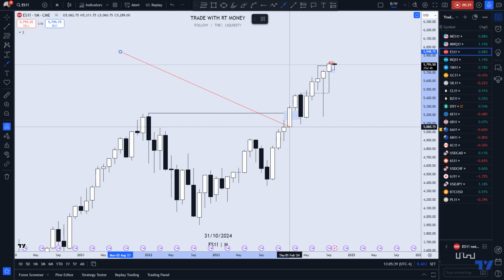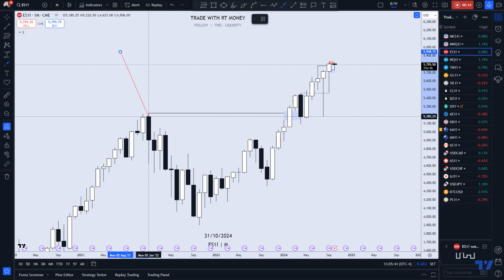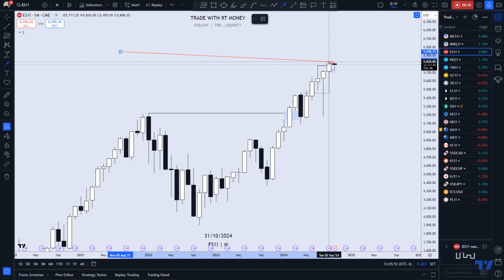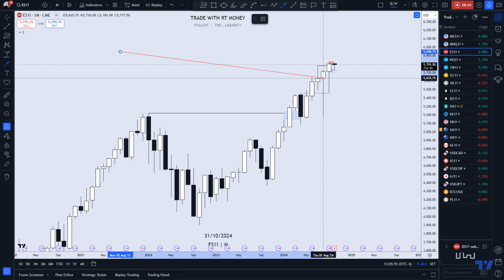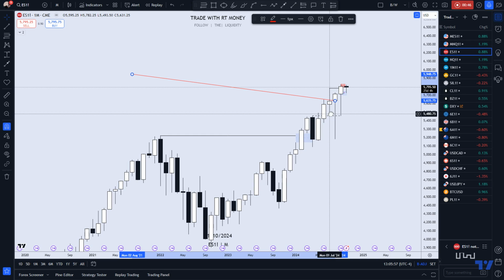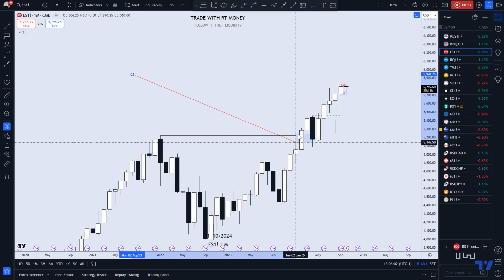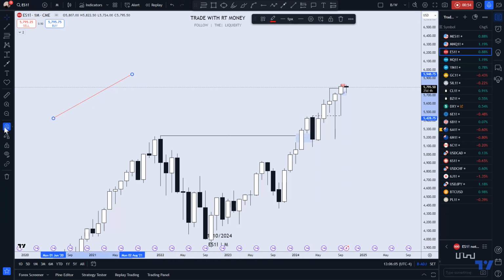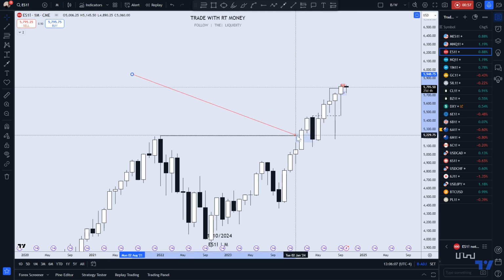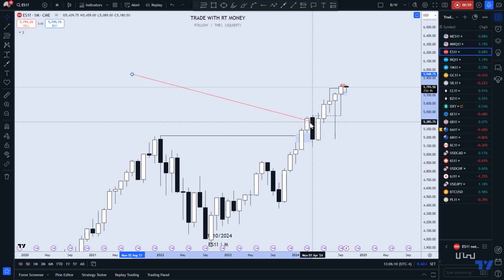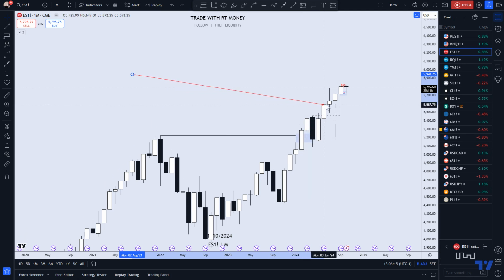With this noted breakout, this forms an area of fair value. And price offered that fair value and just moved higher. That was great. You can see this fair value gap was formed upon the breakout. You retest the breakout area and then you push higher.